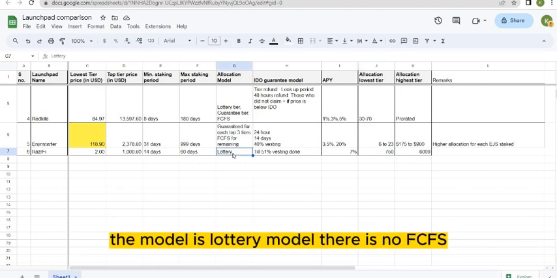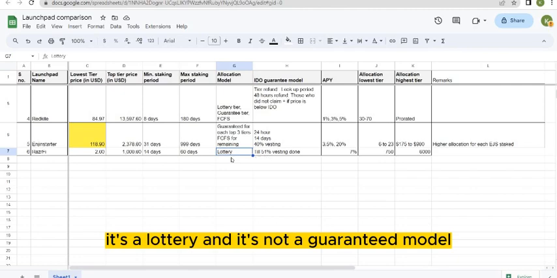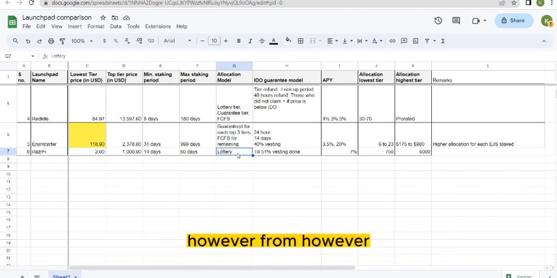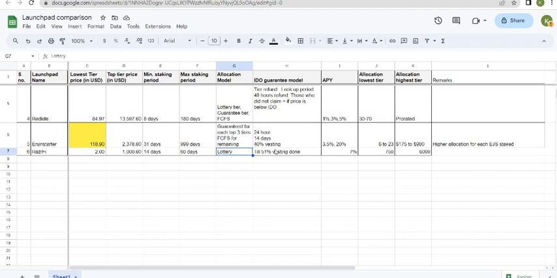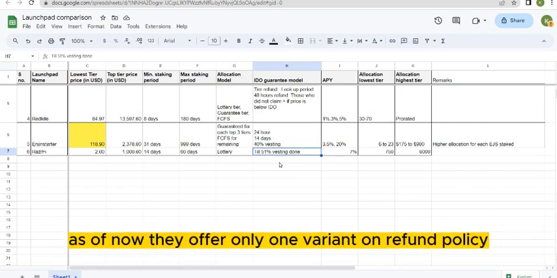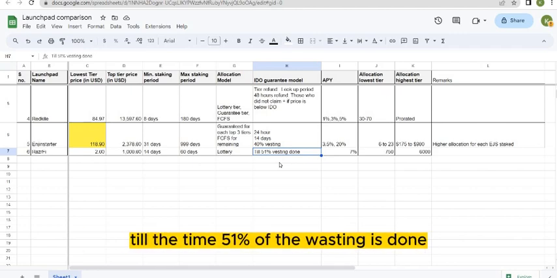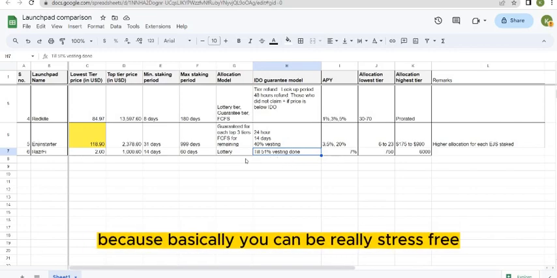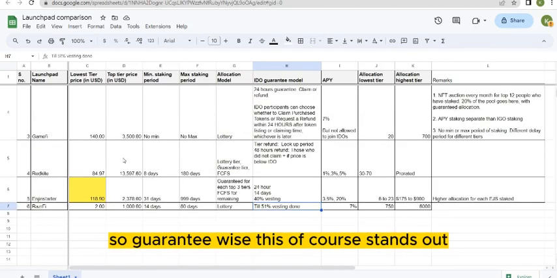The model is a lottery model. There is no FCFS. It's a lottery and it's not a guaranteed model. However, their top tier almost behaves like a guaranteed tier because it's not a crowded one. The IDO guarantee model, as of now, they offer only one variant, on refund policy or ideal price guarantee. This covers you till the time 51% of the vesting is done. This makes it very interesting because basically you can be really stress free till the time 51% of the vesting is done. So guarantee wise, this of course stands out.